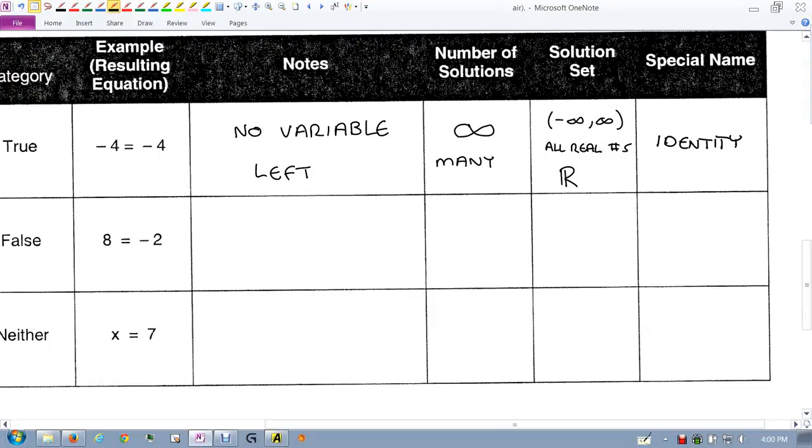Now, what if you work through a problem, your variable goes away, but the statement you have doesn't make any sense. 8 equals -2. What would that mean? You have 0 solutions, no solutions. I'm going to put no solutions. So none of them, 0 of them. I'm not saying that x equals 0 is a solution. I'm just saying there aren't any answers.